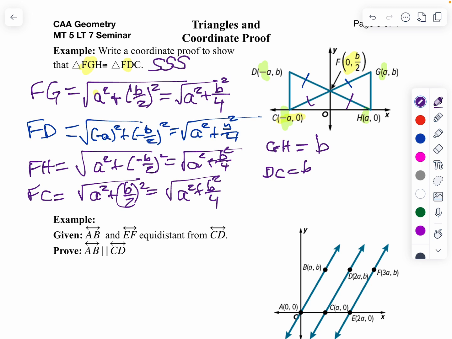Now, if you're asking yourself, hey, could I have done this differently? Sure, you could have. I had vertical angles. I could have used side angle side. I had parallel lines, so I had alternate interior angles. I had a whole bunch of different ways of doing it in this case. I just happened to choose side, side, side on this one.